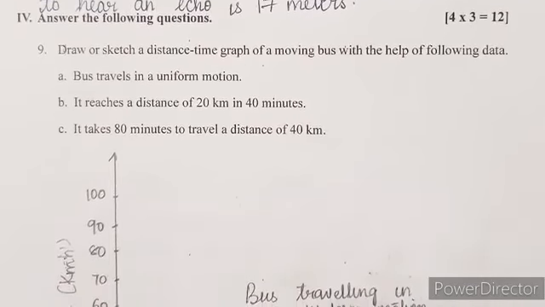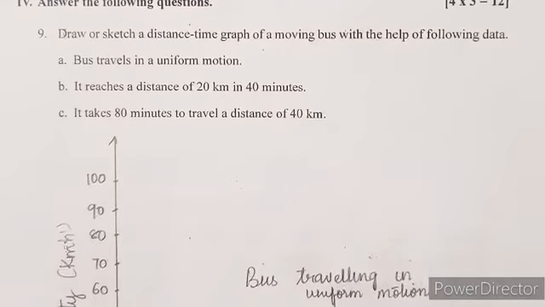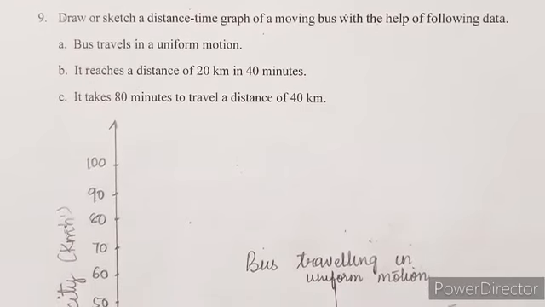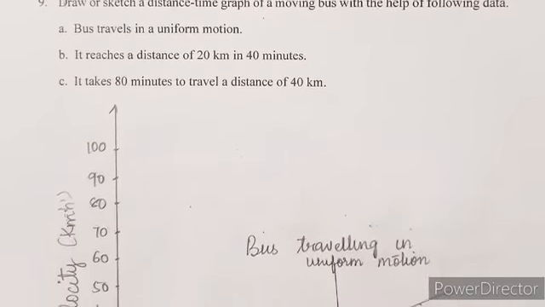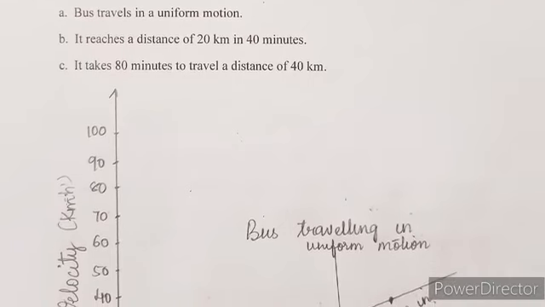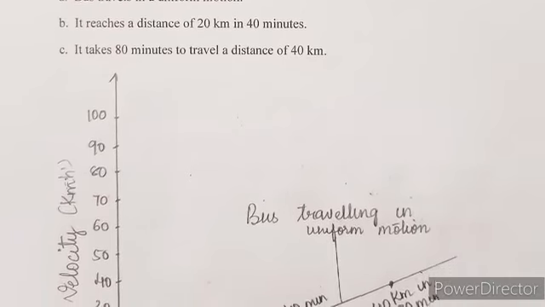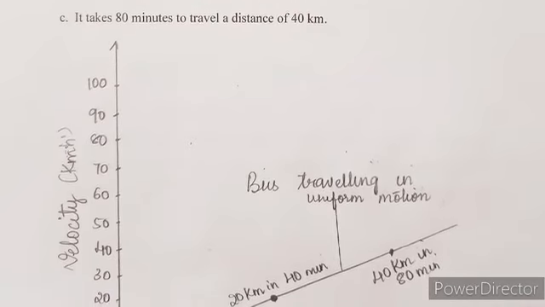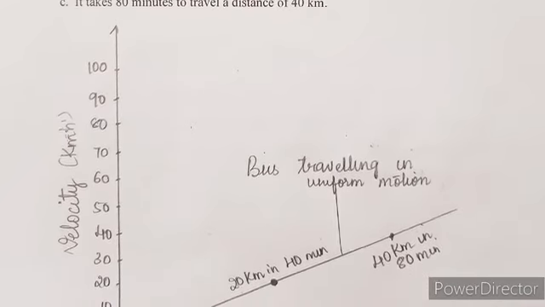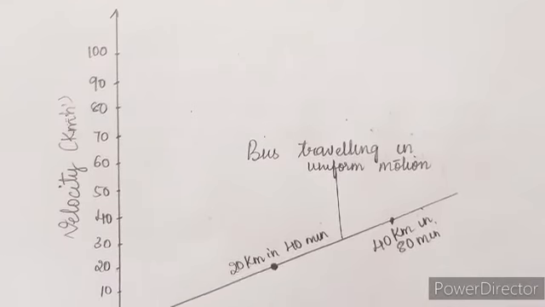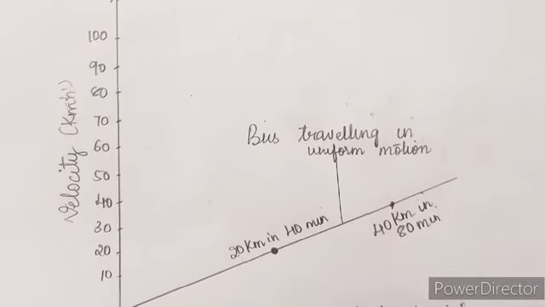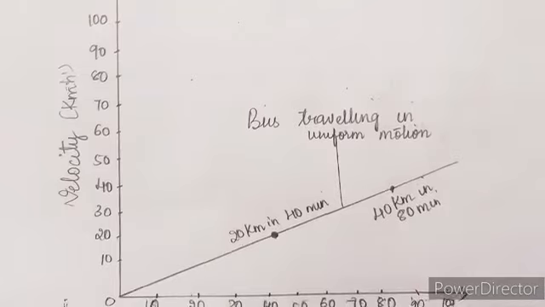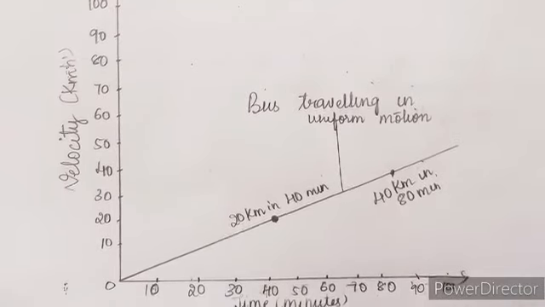Next main, answer the following questions. Each question carries 4 marks here. 3 questions are there. Total 12 marks of this main. Question is, draw or sketch a distance time graph of a moving bus with the help of the following data. A, bus travels in a uniform motion. B, it reaches a distance of 20 kilometers in 40 minutes. C, it takes 80 minutes to travel a distance of 40 kilometers. Everything I have mentioned in this graph, you can refer to this.